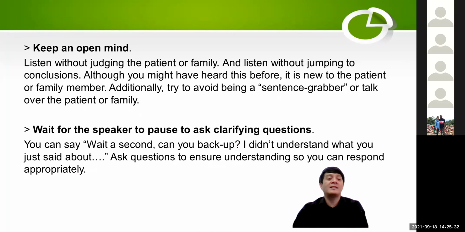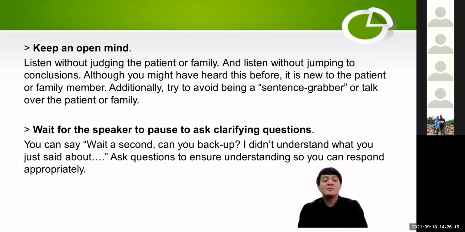So keep an open mind and listen without judging to the family or to the patient, and listen without jumping to conclusions. Although you might have heard this before, it is new to the patient or family member. Additionally, try to avoid being a sentence grabber or talking over the patient or family. That means you don't assume they have heard it before, and you don't finish their sentences. You don't butt in while they're trying to ask a question, because you need to listen first.